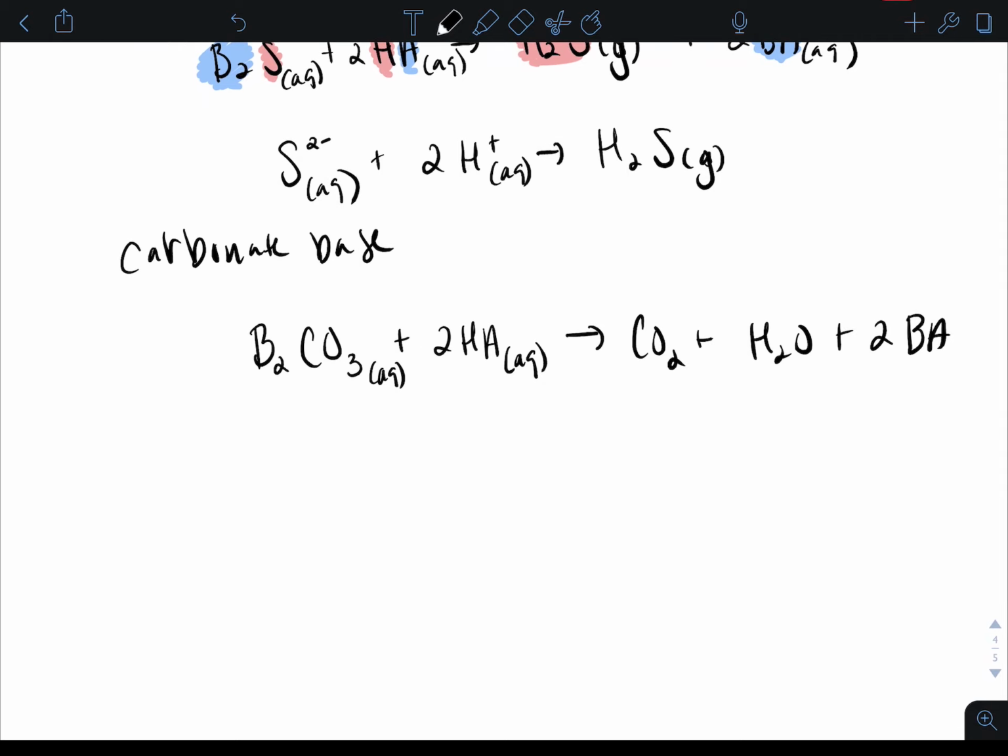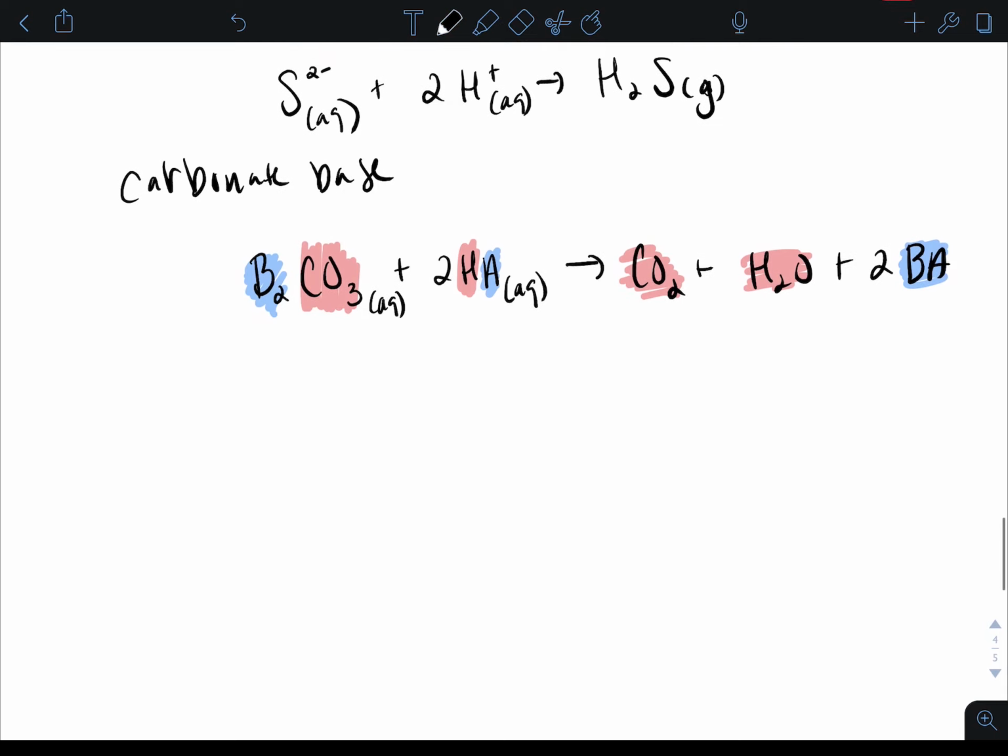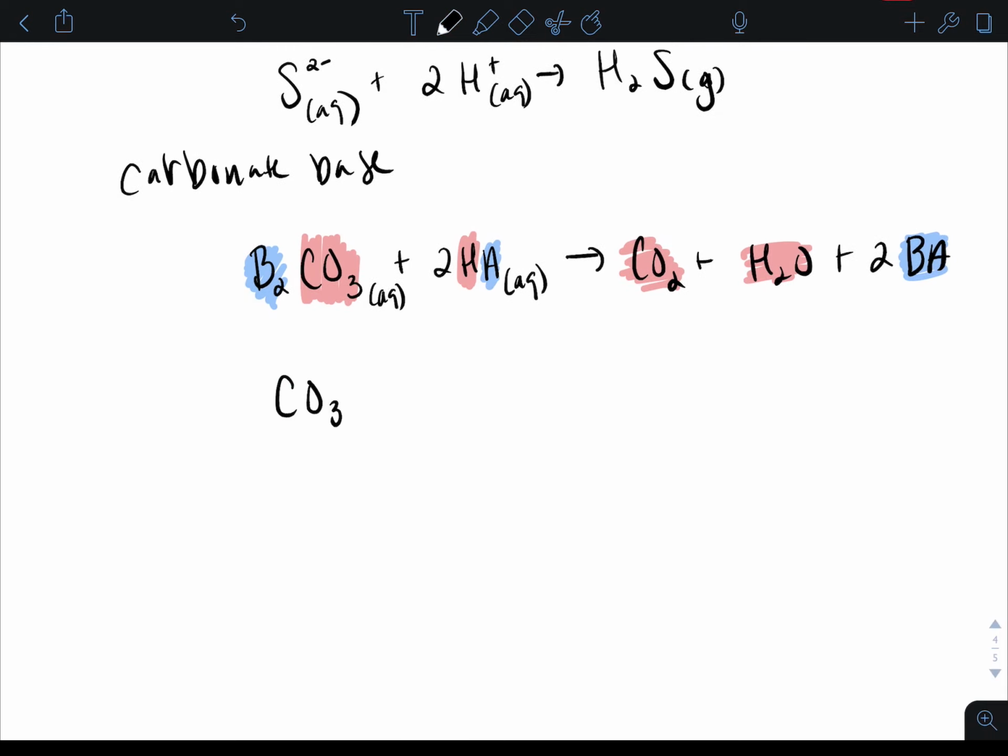So again, here we're looking at our hydrogen combining with carbonate. And when that combines with the carbonate ion, we're going to produce water and carbon dioxide. What's left over is our salt. So our overall reaction here, our net ionic reaction, is CO3 2 minus plus 2H plus goes to CO2 plus H2O.